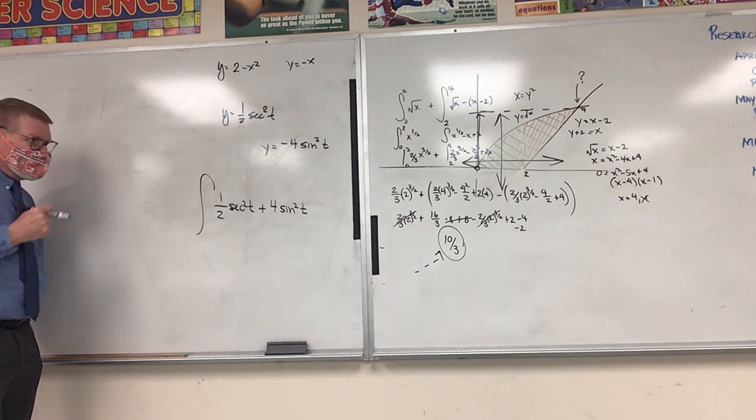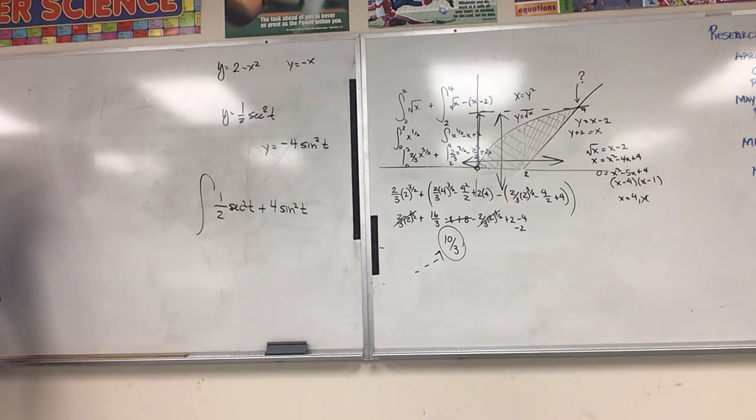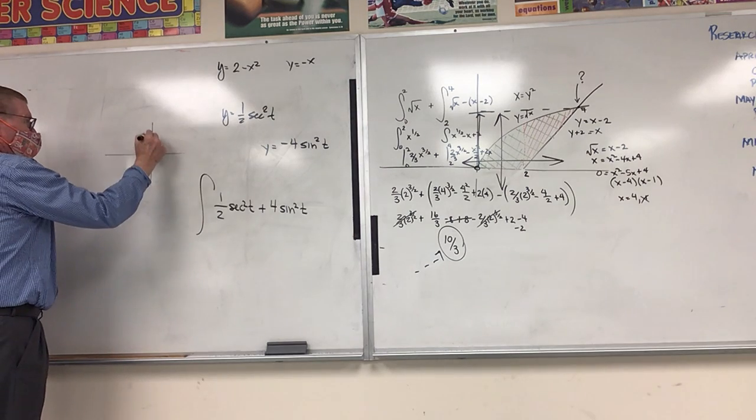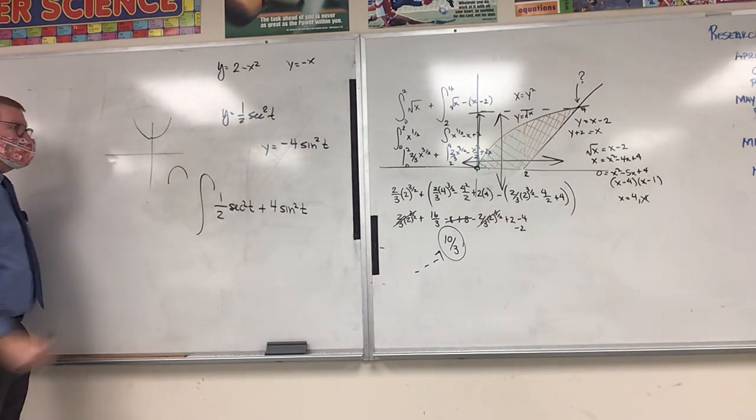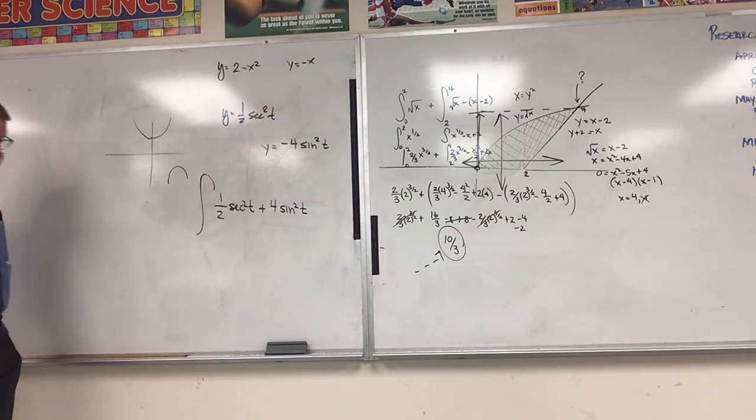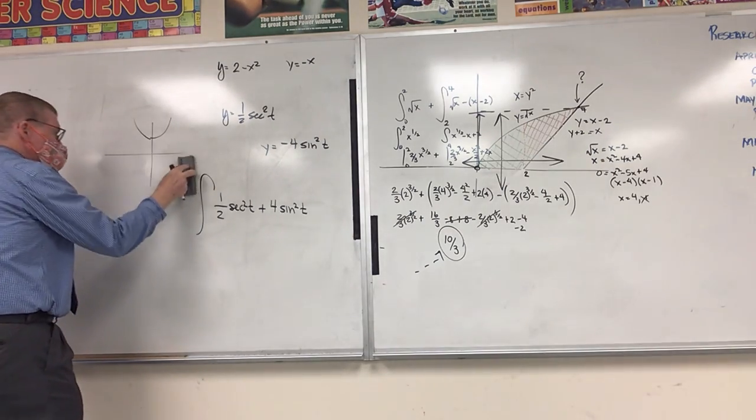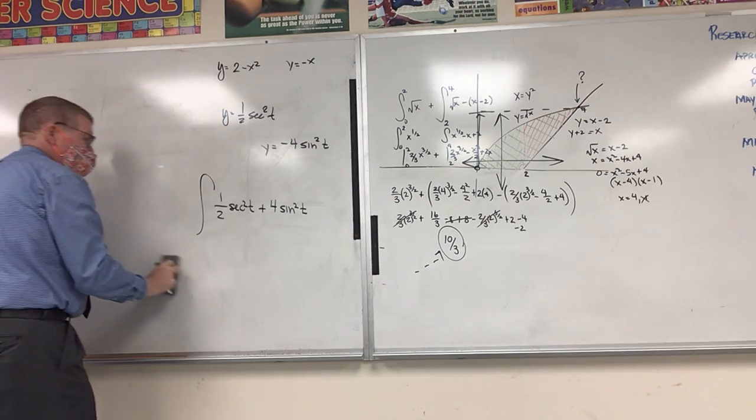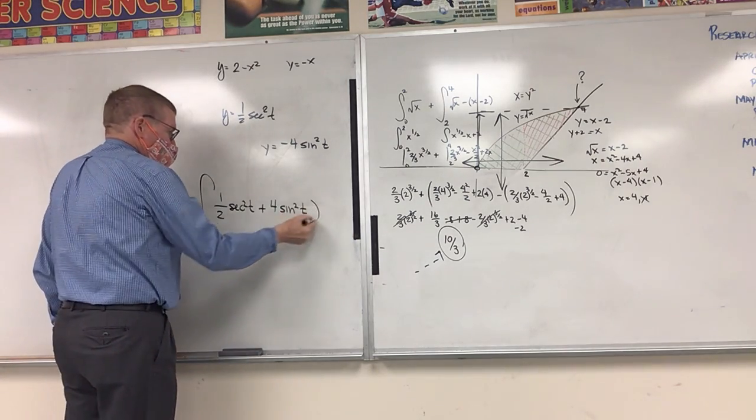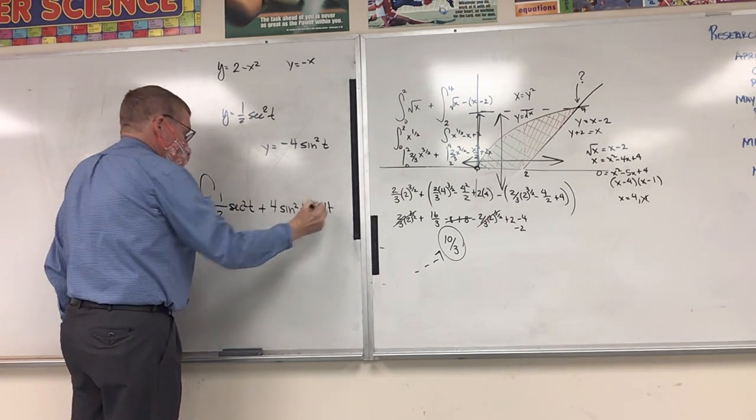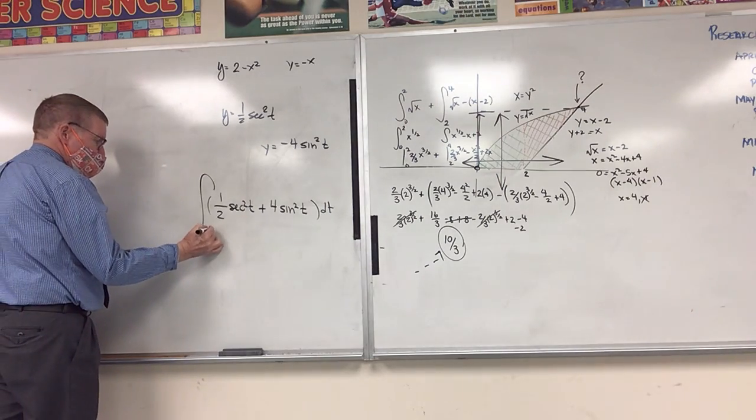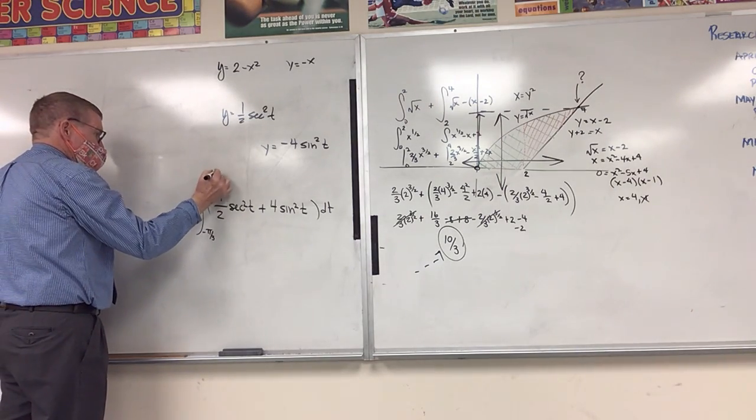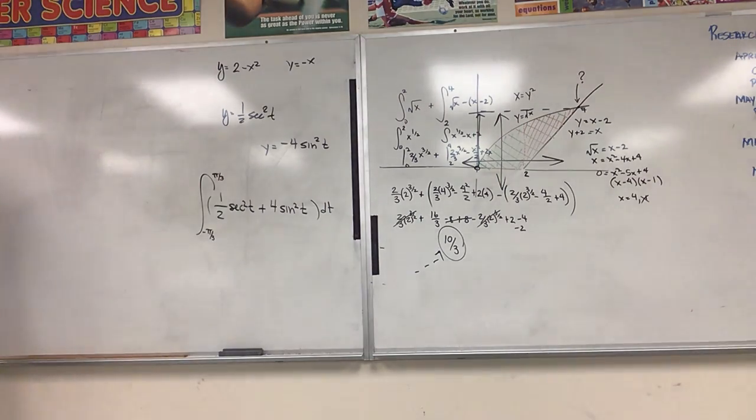Wait, what does secant squared look like again? Alright, my limits are pi over 3 and negative pi over 3.